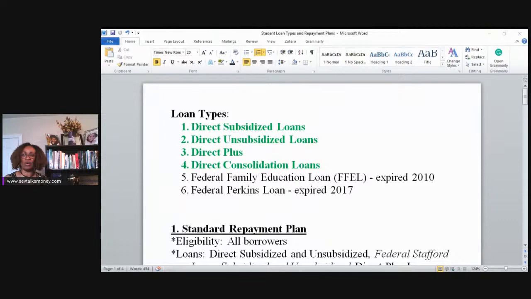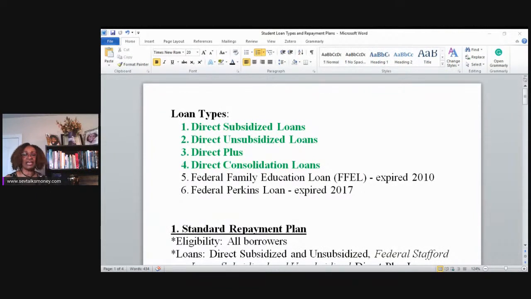So again, the three main ones: direct subsidized is based on financial need, and undergrad qualifies; direct unsubsidized is not based on financial need, and all levels qualify for that. I think I said before that parents of undergrad qualify, but really all levels of education qualify for the direct unsubsidized, whether you're undergrad, grad, or professional. The direct plus is where the parents of undergrad can ask for that loan, and then grad and professional students will qualify for those loans.